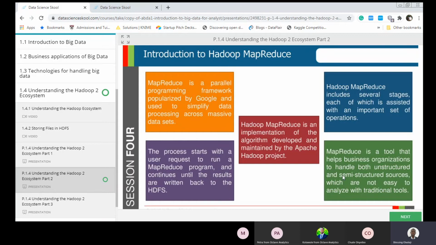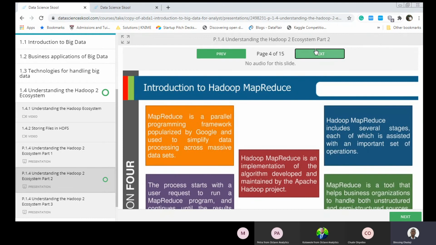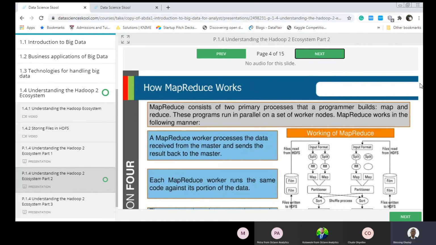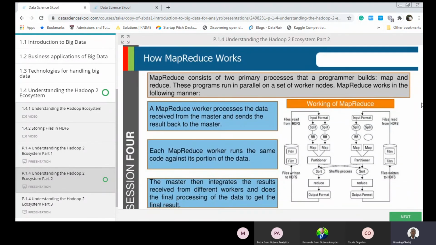It's like a tool that helps businesses to handle structured and unstructured data, which are not easy to analyze with traditional tools. At times, when you're analyzing data, it takes a very long time to analyze some types of data sets. MapReduce makes it very, very easy when you have a big data platform or a Hadoop platform available. It consists of 2 main components. Component number one is map. Component number two is reduce. And that's why they call it MapReduce.